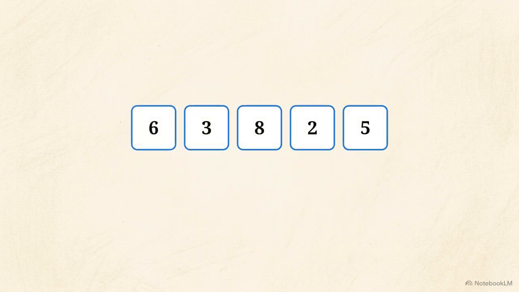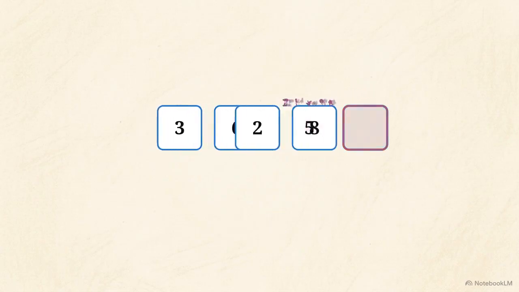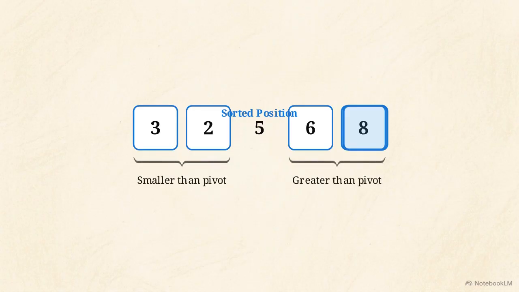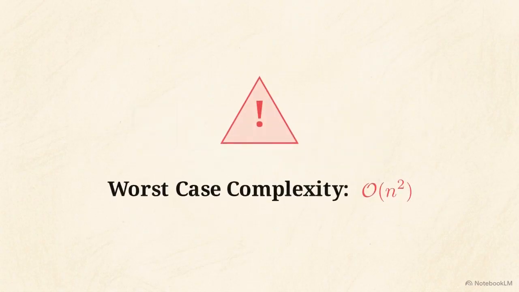Quicksort selects a pivot, here 5, and partitions the array. Pause and write down the array's state. It should now look like this, with 5 correctly positioned. However, if a poor pivot is selected, the algorithm slows down to O of n squared.